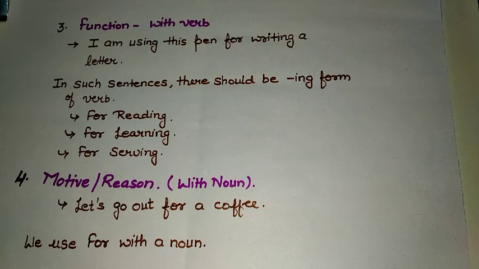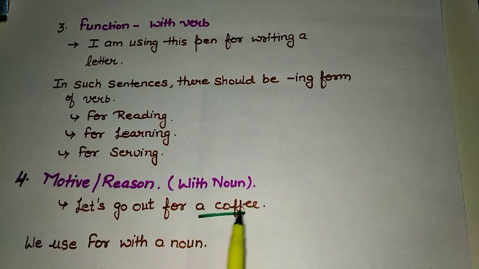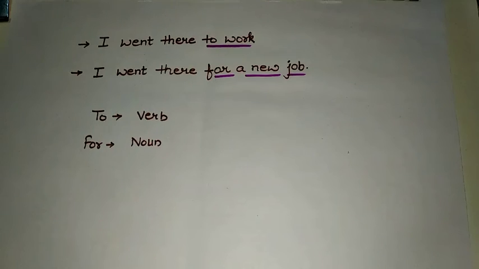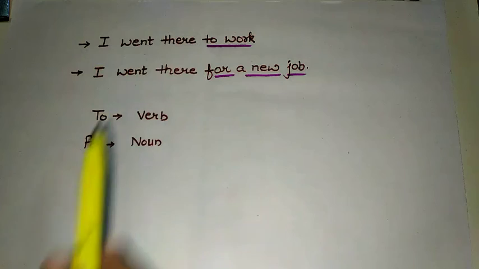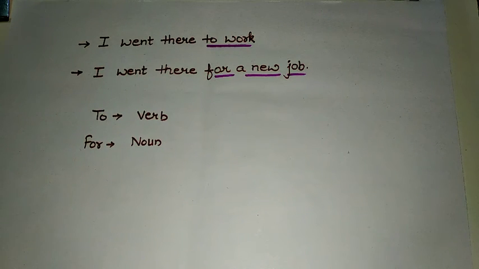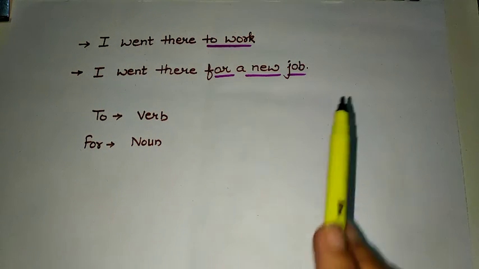But when we use "for" to represent a motive or a reason, there should be a noun. Like, let's go out for a coffee. This is a noun. So we use "for" with a noun. Here I am stating this difference again. I went there to work, and I went there for a new job.